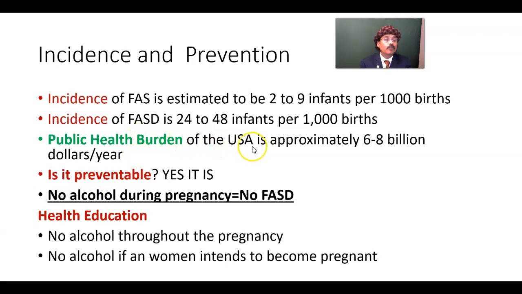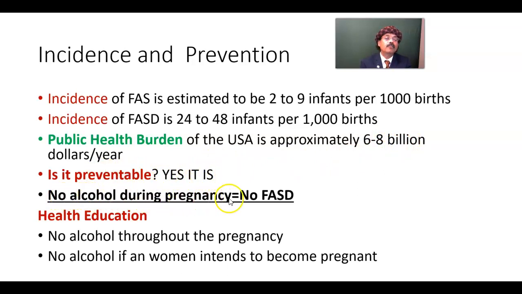Public health burden in the USA is approximately $6 to $8 billion per year to manage these mentally retarded babies or persons. Also, not only mental retardation, there is physical disability, like congenital heart defect. There may be facial abnormality, plus joint abnormality, and also behavioral and cognitive dysfunction. So this may cost 6 to 8 billion per year in the United States. Is it preventable? Yes, it is.